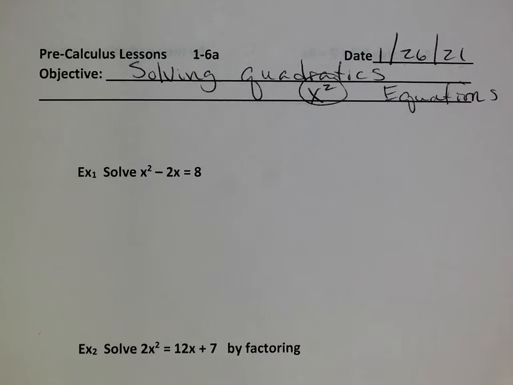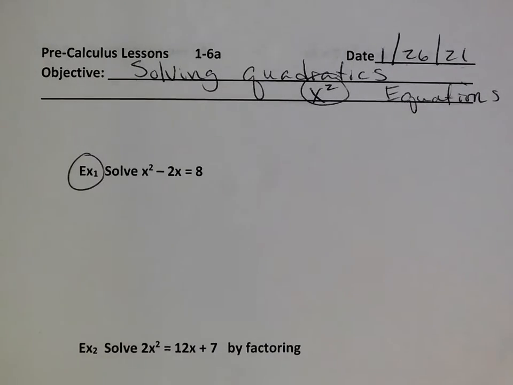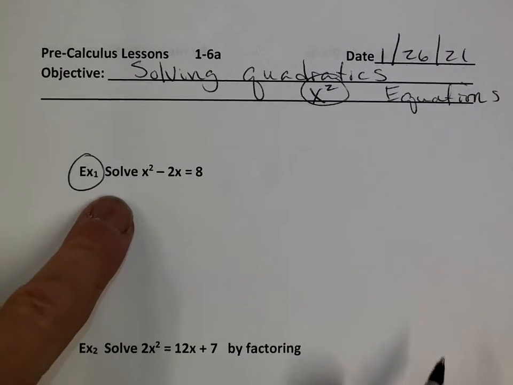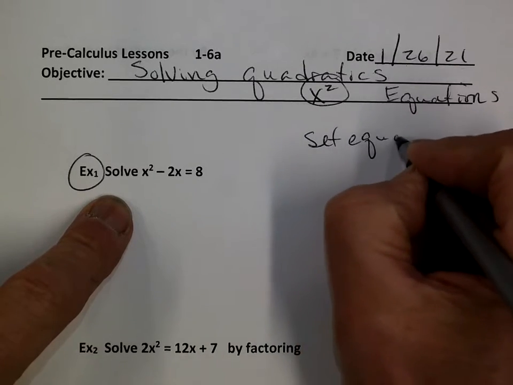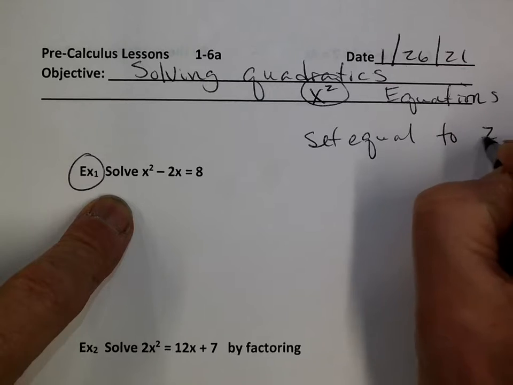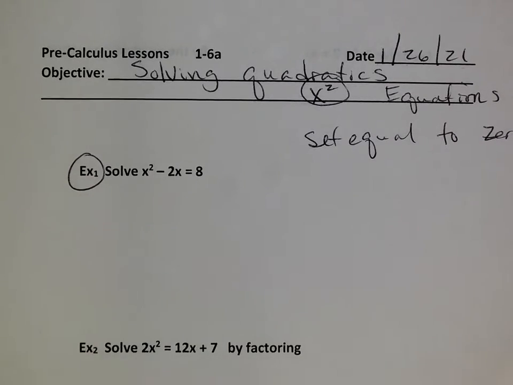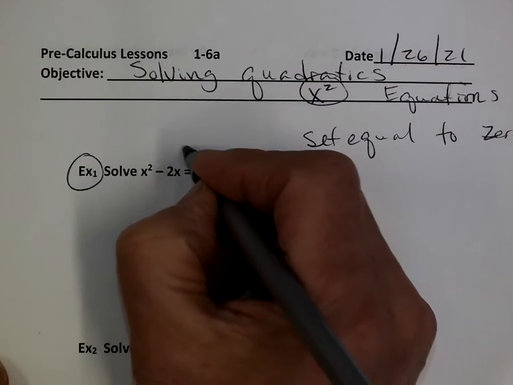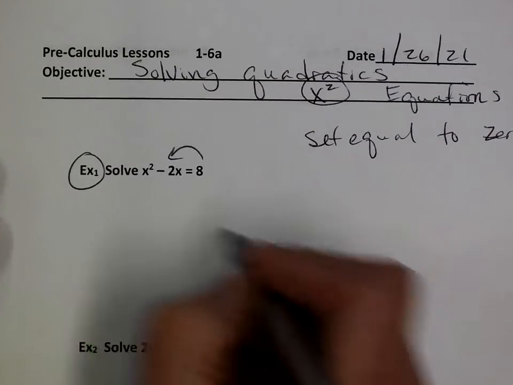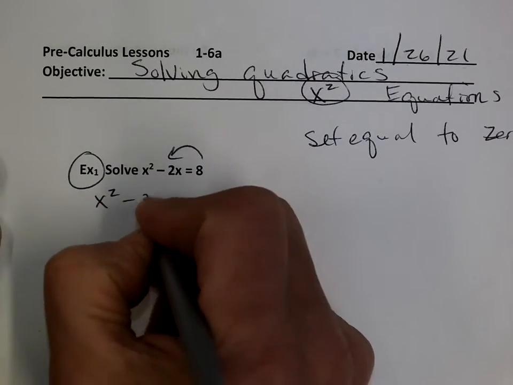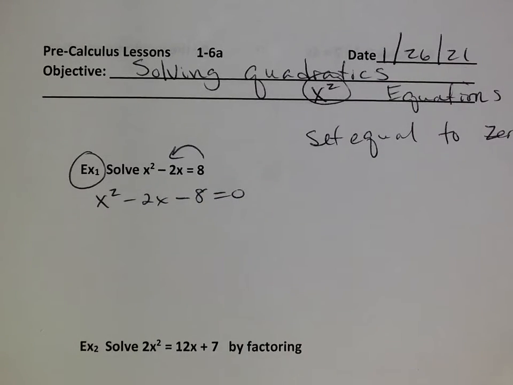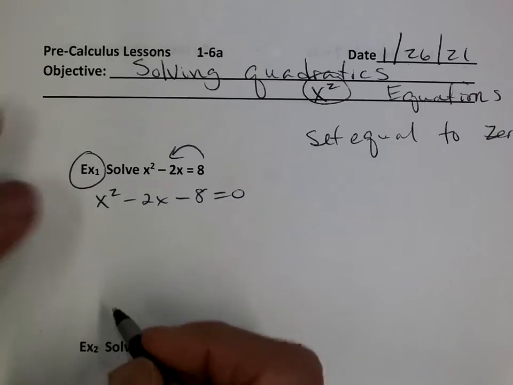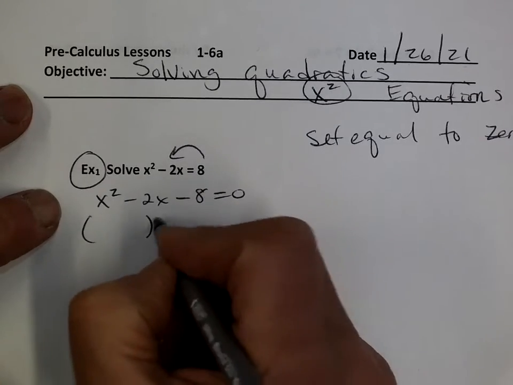So first of all, if it'll factor, that always makes it easy, okay? So if I take a look at example 1, what I want to do is always set it equal to 0, because when you set it equal to 0, then it makes it easier to factor. So I'm going to bring over the 8. And we'll have x squared minus 2x minus 8 equals 0, right? And then this is an easy one to factor.